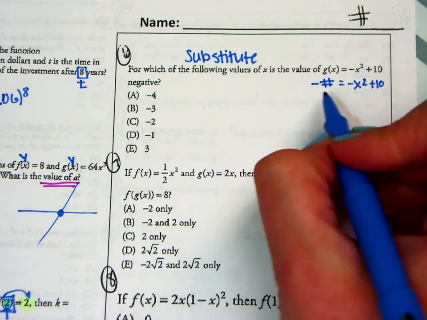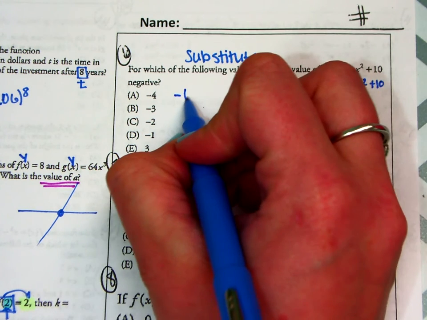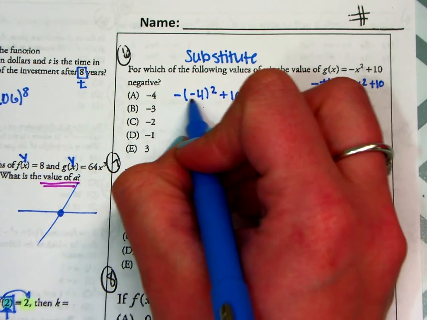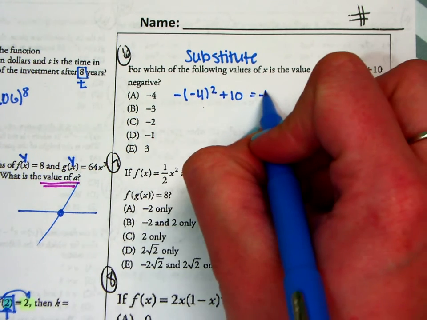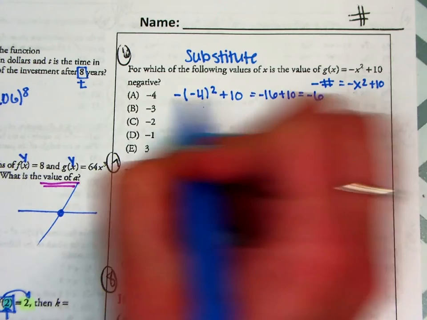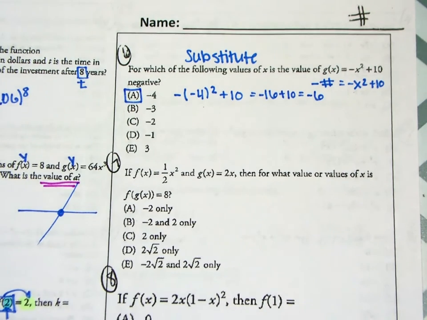So I'm going to start with A. Negative 4 squared plus 10. That would give us negative 4 squared is 16. Negative 16 plus 10 equals negative 6. That is a negative number. So A is the correct answer.